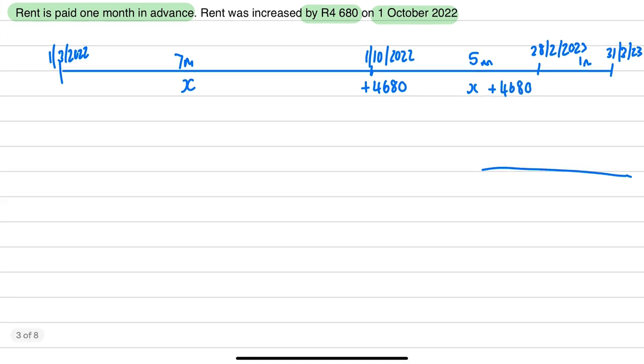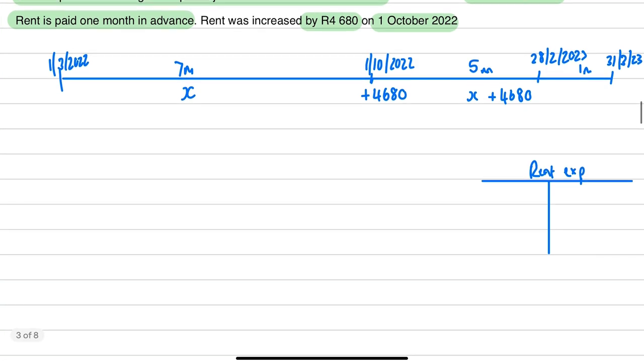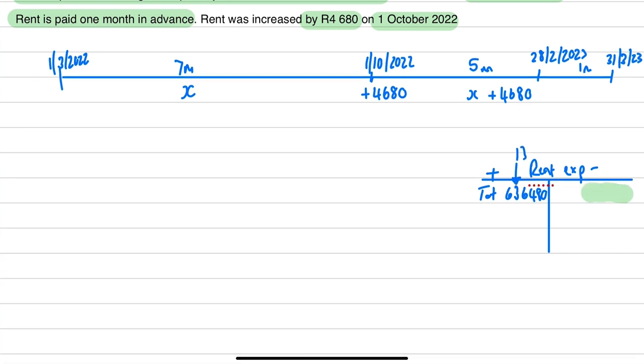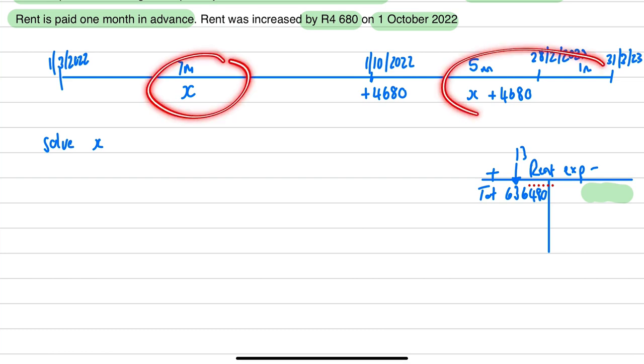We know that in our rent expense account, there's a pre-adjustment amount of 636,480. But that is for 13 months. So you should be able to already see we're going to have to reduce rent expense so that it only shows the 12 months. Then we do the algebraic equation to solve X, saying that this whole time period, the 7 months plus these 6 months, gave us that 636,480.